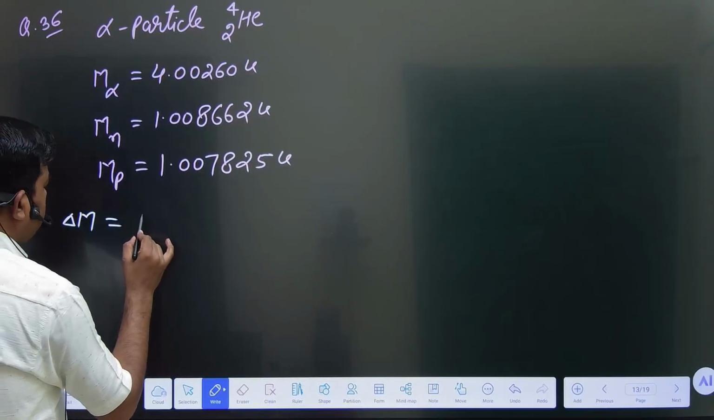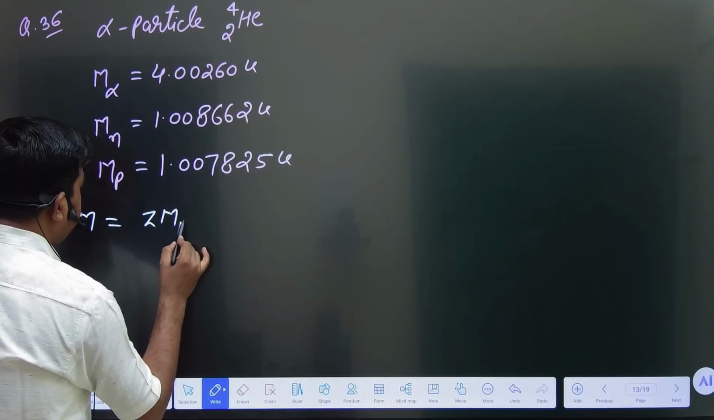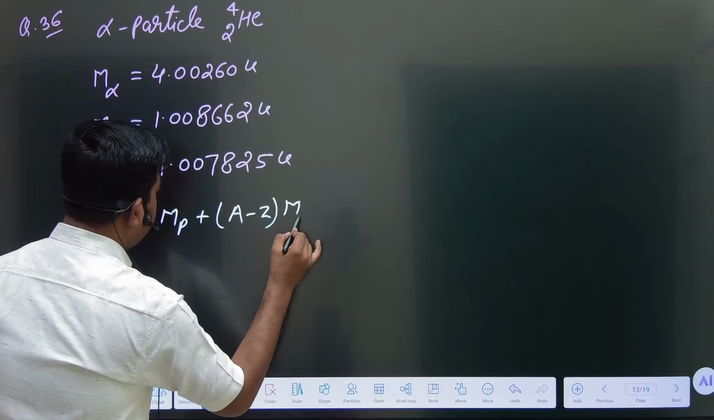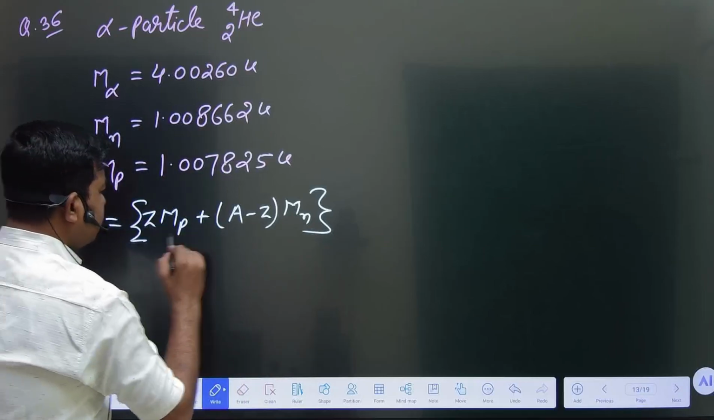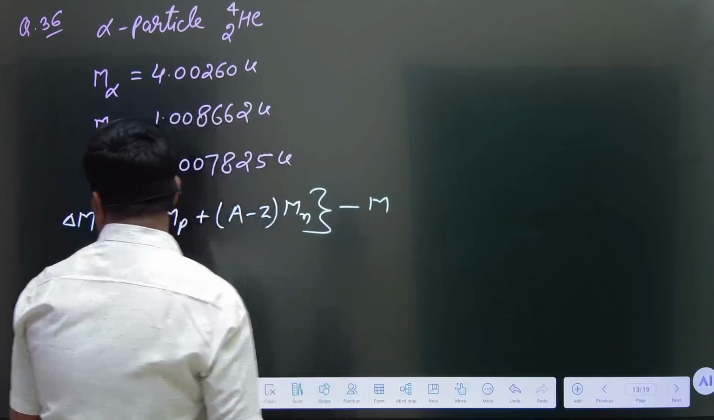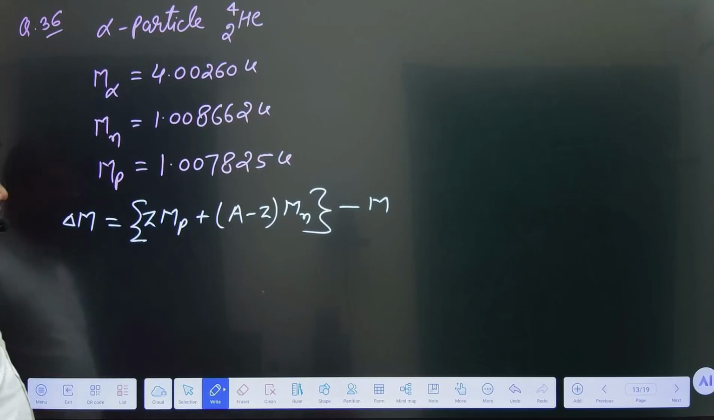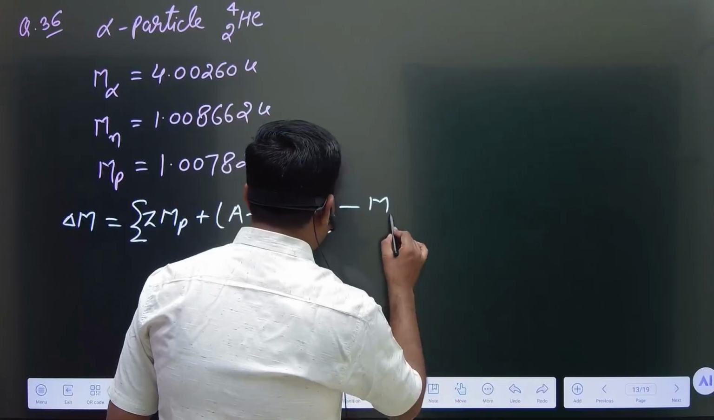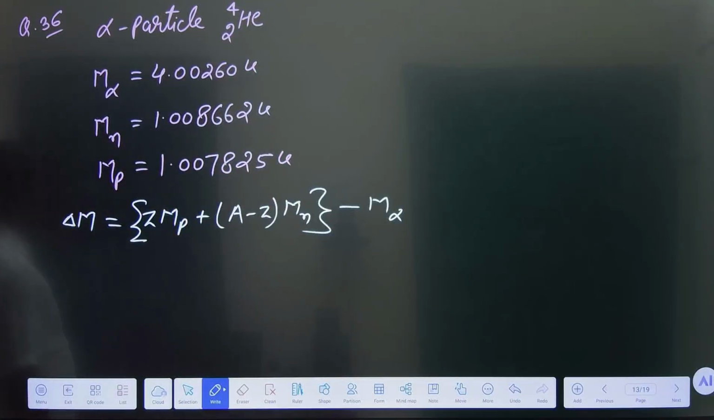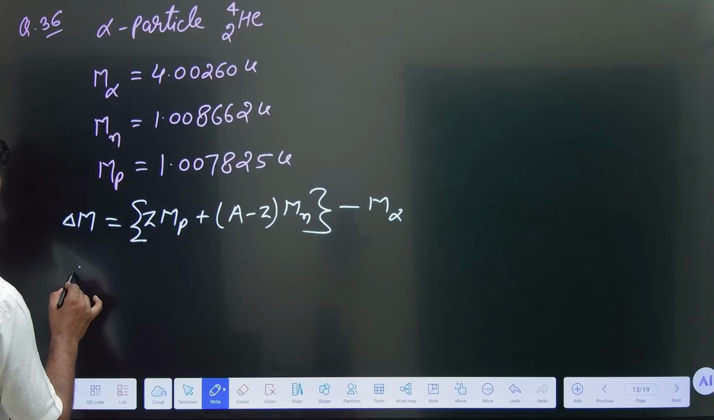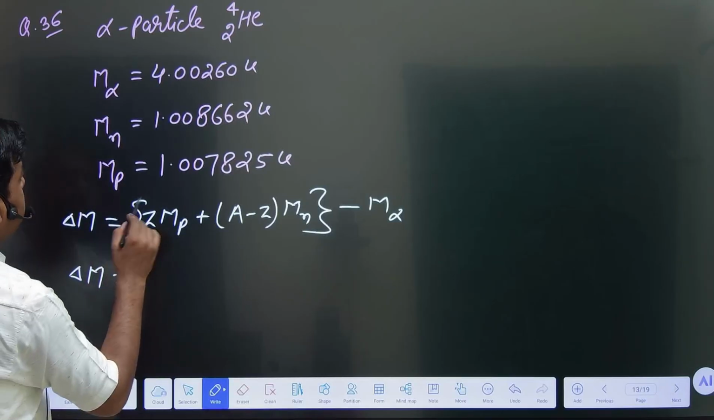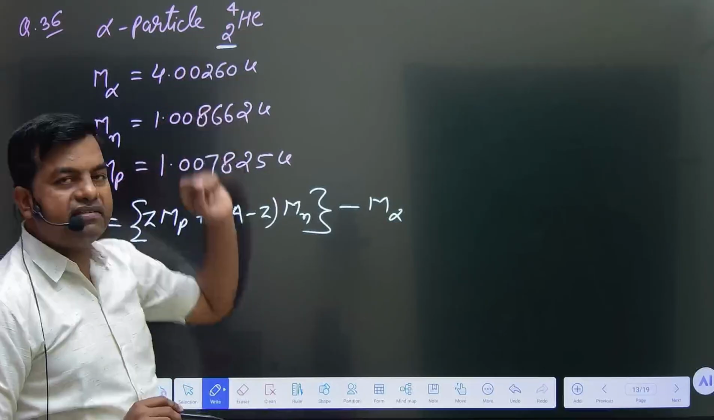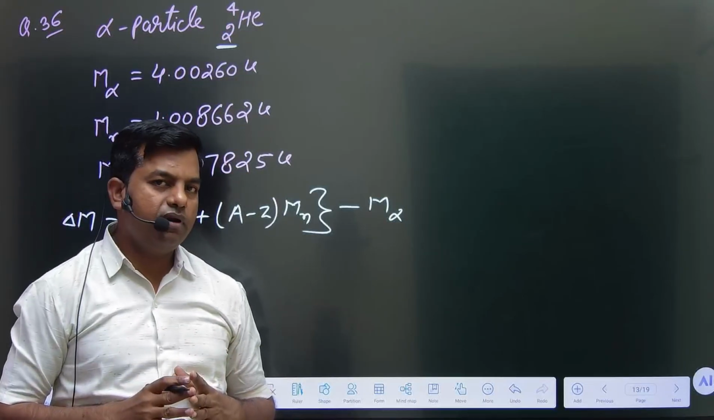So mass defect delta m equals Z Mp plus (A minus Z) Mn minus the actual mass of the nucleus, capital M. This is the mass defect. Here, this is the actual mass of the alpha particle, M alpha. Now we write delta M equals... Z is the atomic number, so it is 2. And A is the mass number, which is 4. Clear to you?